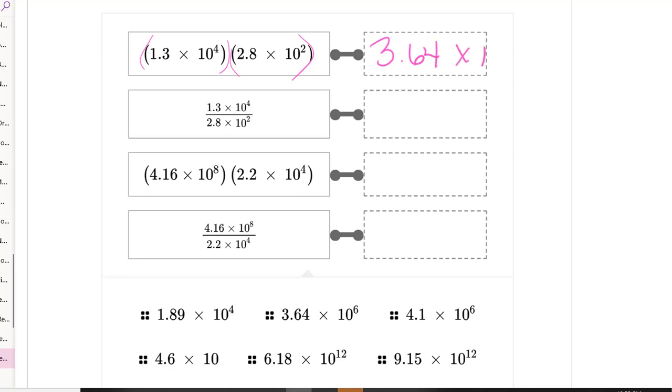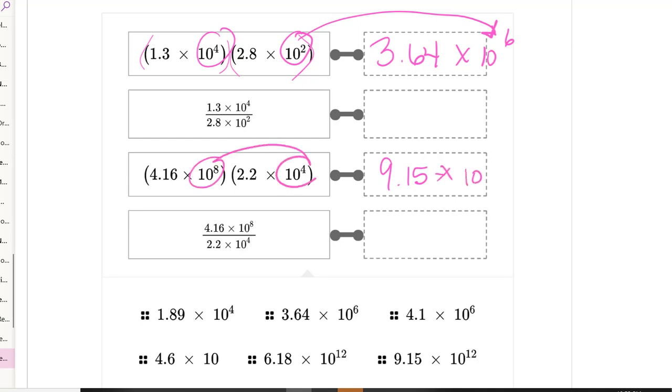So for this one, the one that belongs with that is 3.6400ths times 10 to the 6th. Now if you look right here, 10 to the 4th and 10 to the 2nd, ooh, we ended up with 10 to the 6th. Look at that. Alright, again, same thing here. We end up with 9.1500ths when we multiply those times 10 to the, what do you think? 12th.